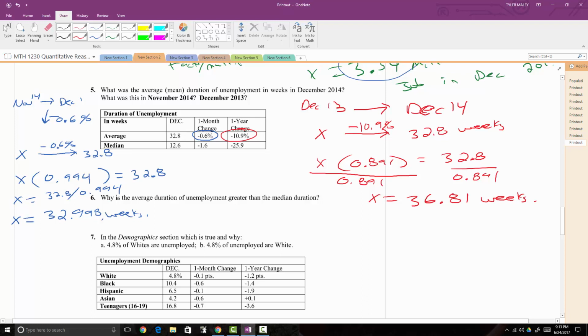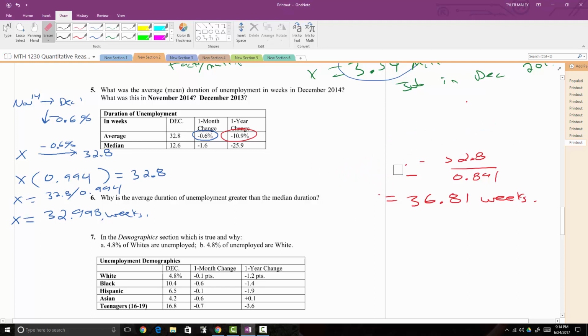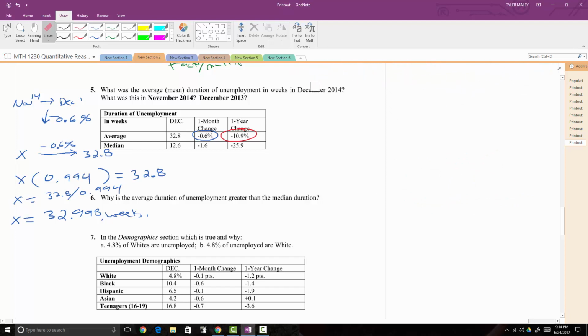So then part 6 says, why is the average duration of unemployment greater than the median duration? So this is one that we need to think about a little bit. So let me erase this print that we just did to make some room. So we know what mean and median is, but one thing that we want to consider is how much does an outlier affect the mean versus the median.